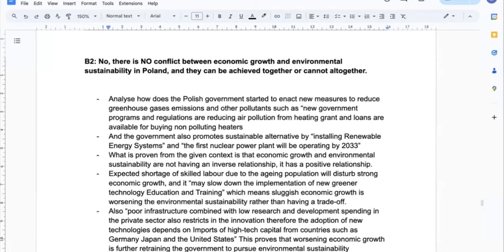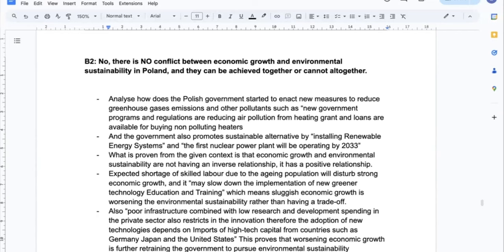Next, I can discuss the fact that there is no necessary conflict between economic growth and environmental sustainability in Poland. First, I can analyze how the Polish government strives to enact new measures to reduce greenhouse gas emissions and other pollutants as proven from the references. And the government promotes sustainable alternatives additionally.